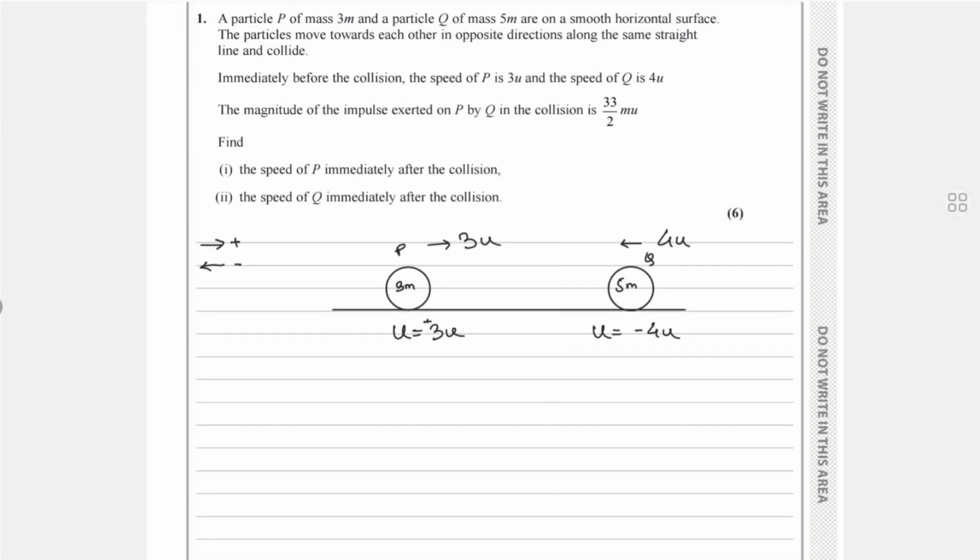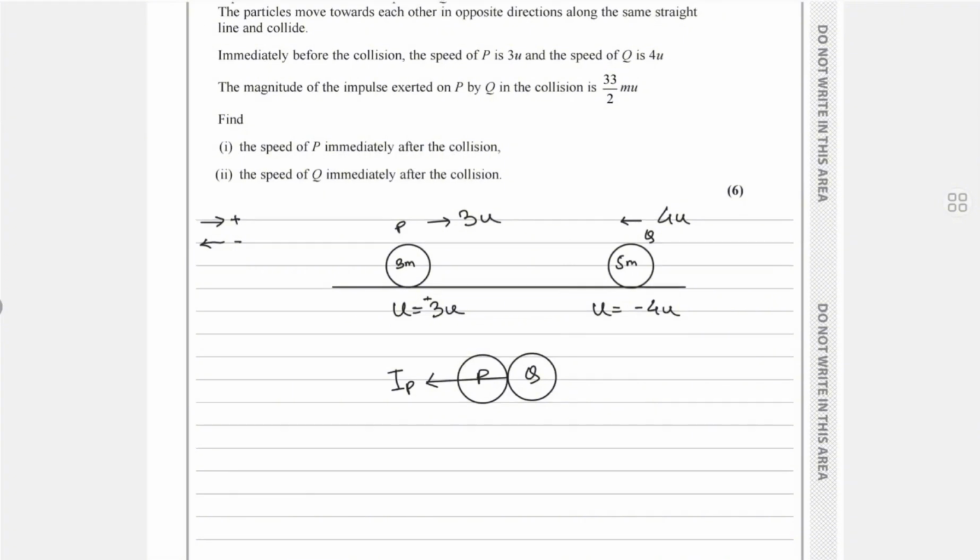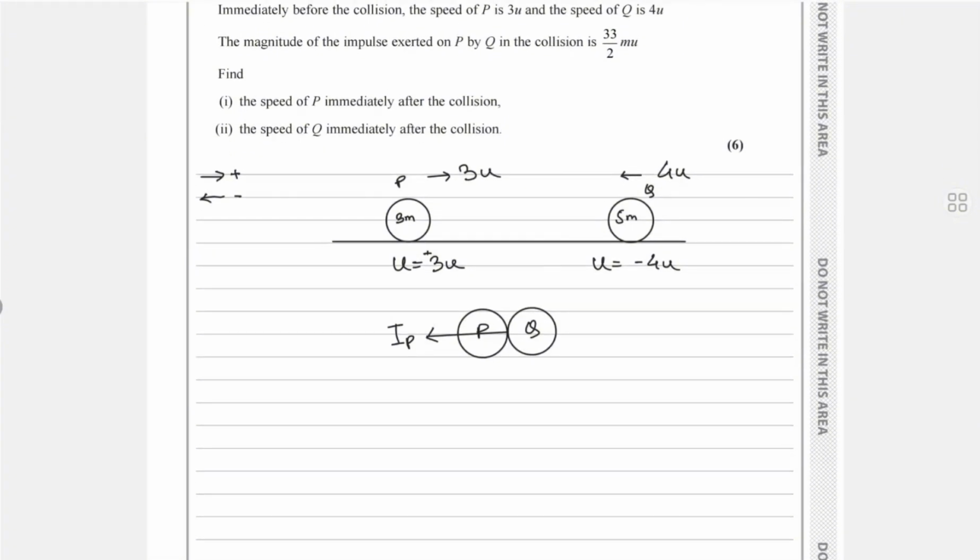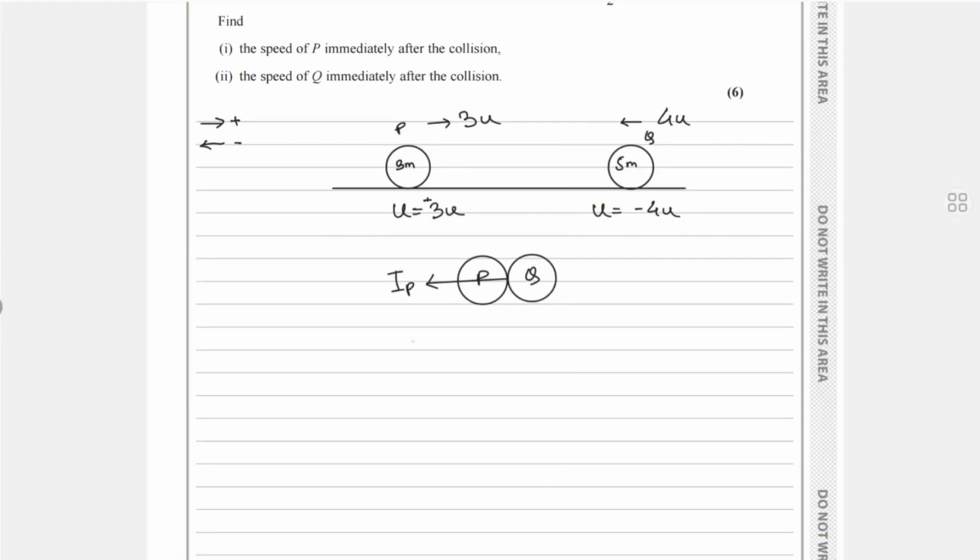The magnitude of the impulse exerted on P by Q. Since they collide, it produces an impulse. Since P is moving to the right and Q is moving to the left, the impulse on P would be in this direction. Since the impulse on P is on the left-hand side, it would be negative.